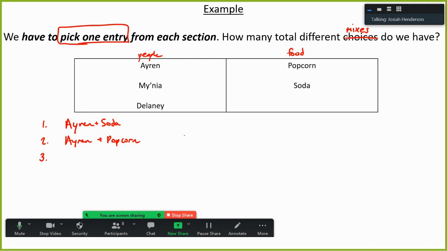So we'll move on to the next person, Manaya. Manaya could have popcorn and Manaya could have soda. You see? Are there any more that I could mix together using Manaya plus 1 food? No, right? So keep going. We've got to do Delaney's list. Delaney plus popcorn, Delaney plus soda.